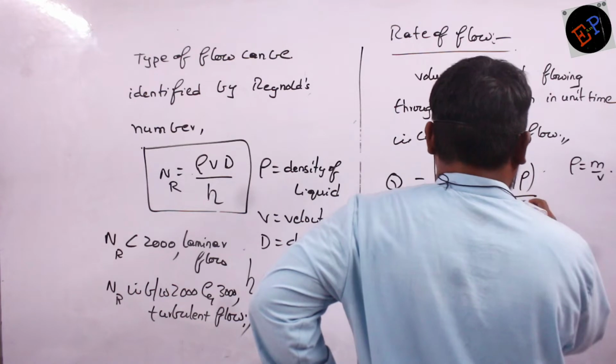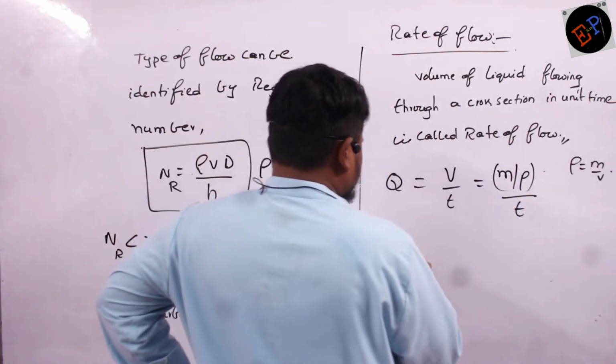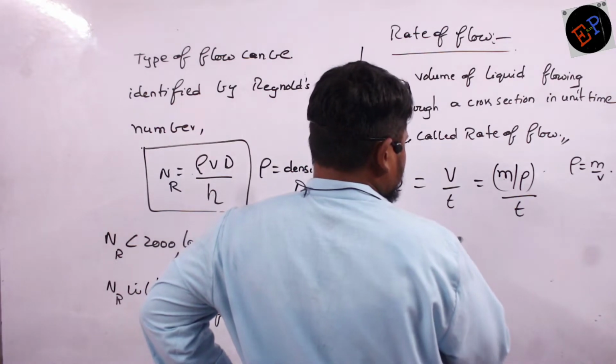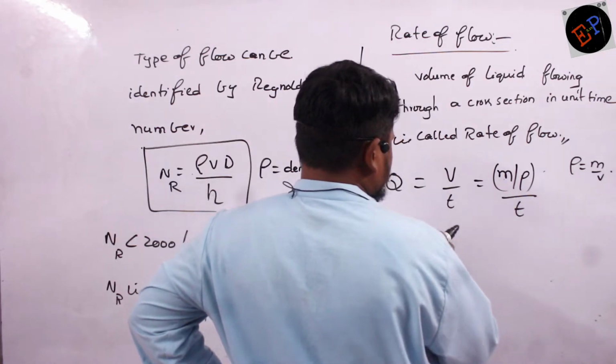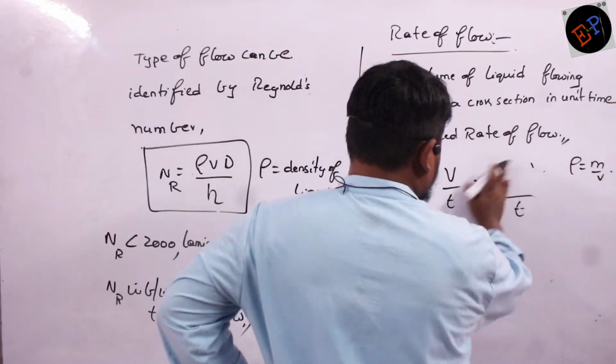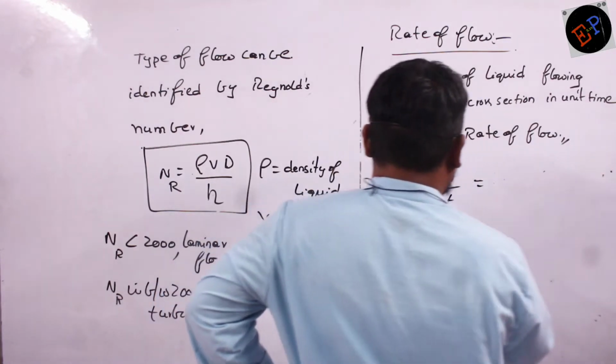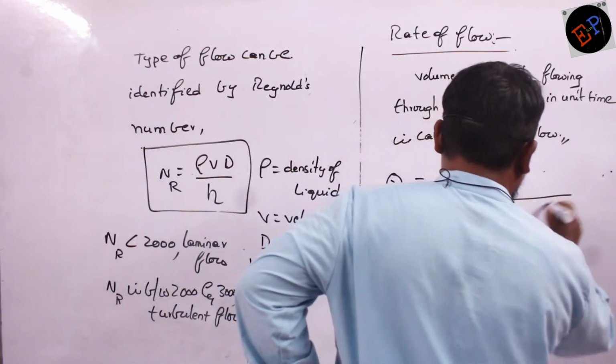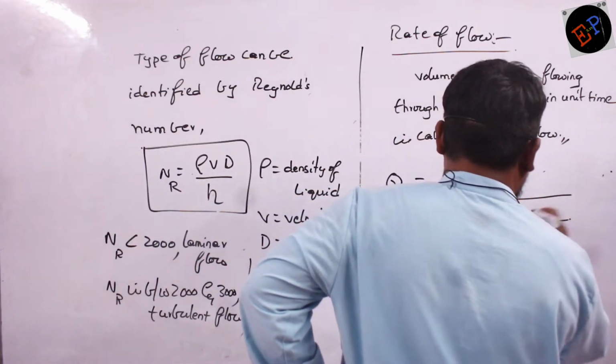Mass by density divided by T, I can write. So Q is equal to mass, or I can do one thing. Instead of using mass by density, let us do one thing. Q is equal to, see, if you take a pipe, okay?